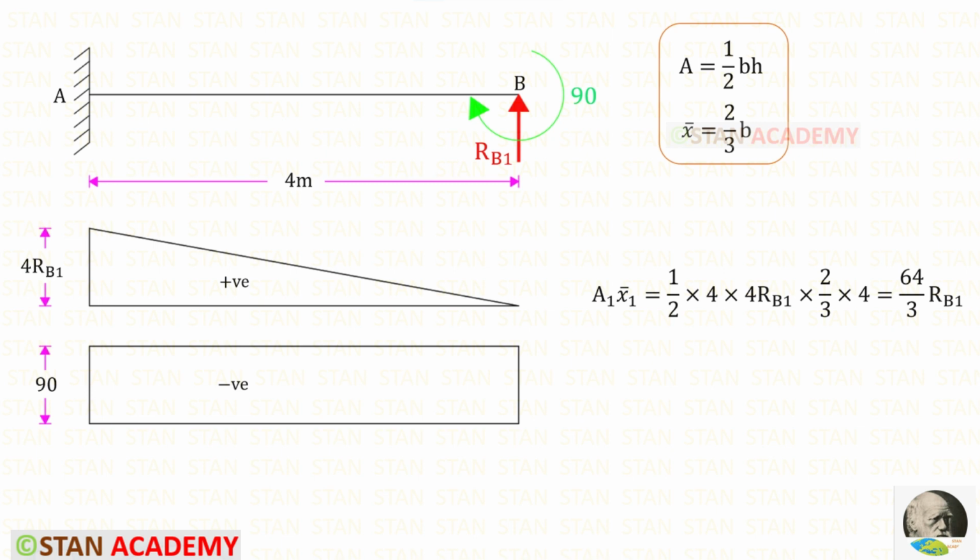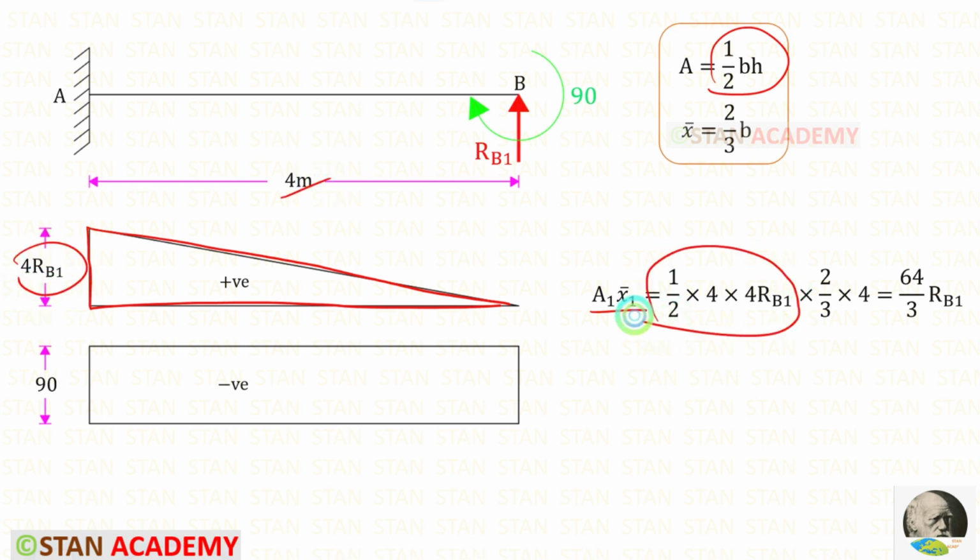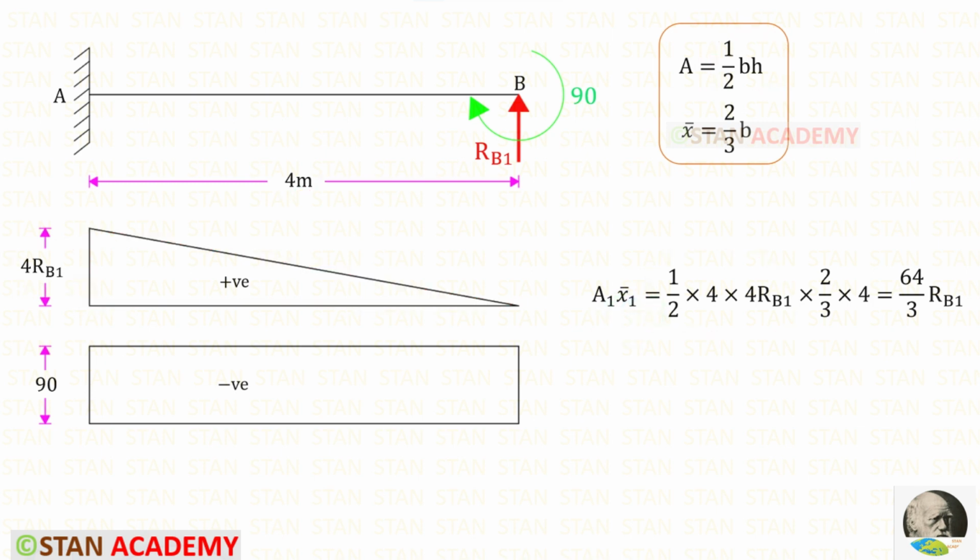Now let us find area 1 times x1 bar. We know that it is a triangle. We know the area formula of a triangle, half into B into H. Here the breadth is 4 and the height is 4 RB1. So this is the area. We have to find the centroid distance x1 bar about the right side. The formula is 2 upon 3 into breadth. Here the breadth is 4. So it will be 2 upon 3 into 4. For area 1 x1 bar, we will get 64 upon 3 RB1.